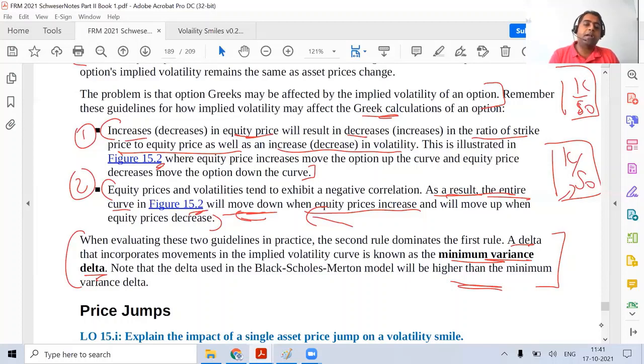I want you guys to read this entire part till this section and give me a quick confirmation on chat. Are we good till this point? Give me a quick confirmation, guys.